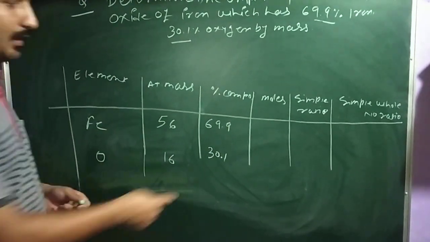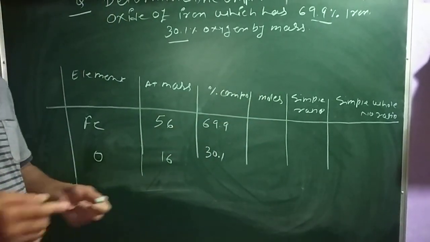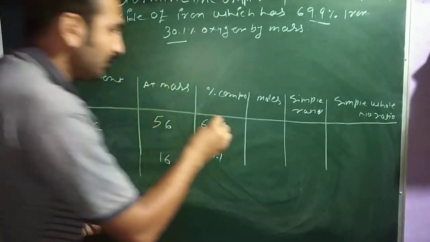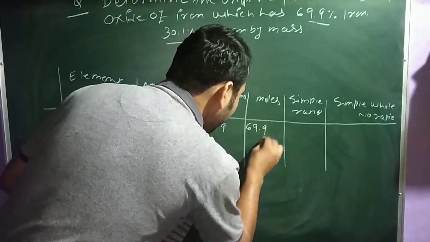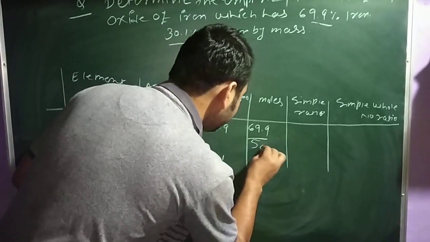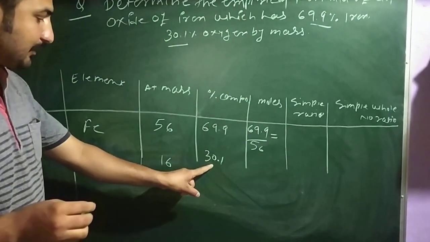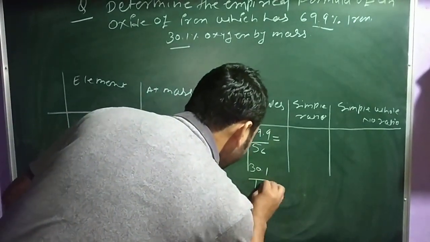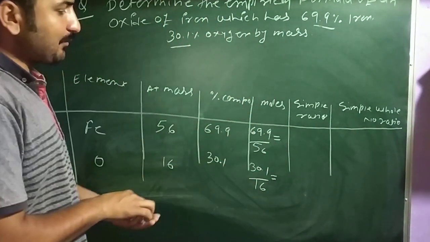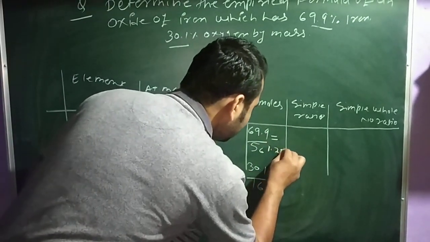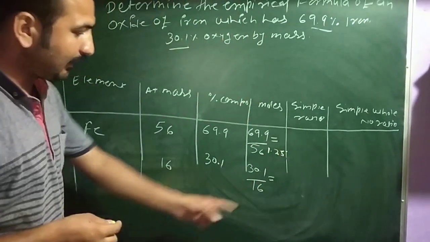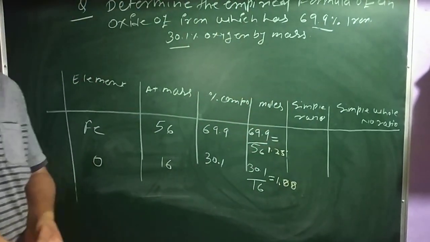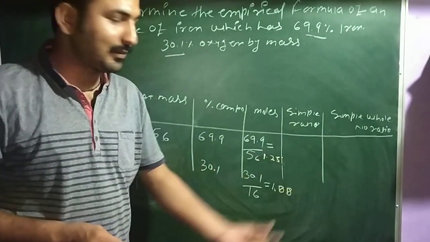The third is to find the moles. So how do we find the moles? We all know that moles means given upon total. That means 69.9 upon 56, and second, 30.1 upon 16. So it becomes approximately 1.25 and 1.88. Clear?